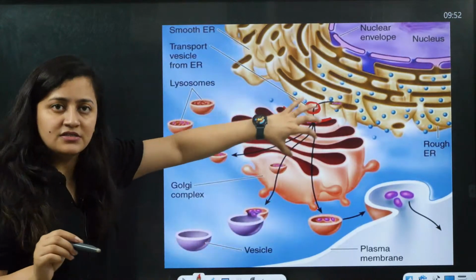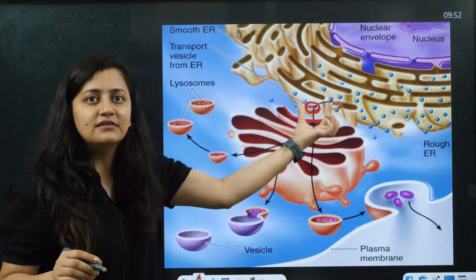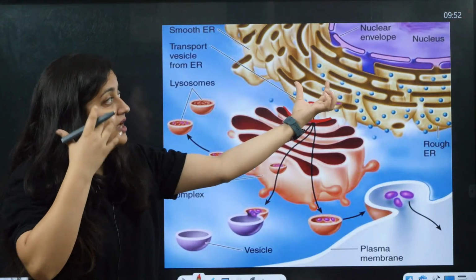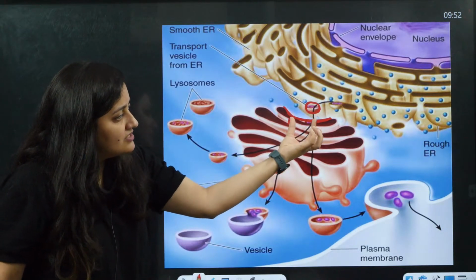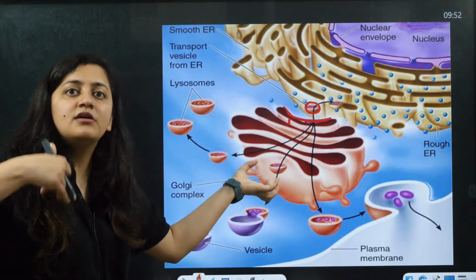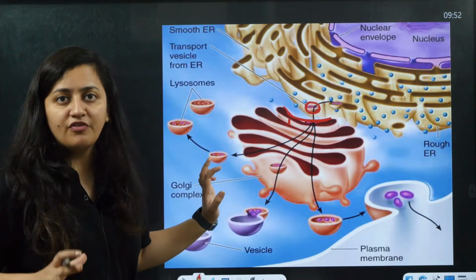These transport vesicles contain the secretions, the products of the endoplasmic reticulum. Now they will fuse with this side of the Golgi apparatus, and in the Golgi apparatus further modifications will be done. It's again an important question: the further modifications will be done.